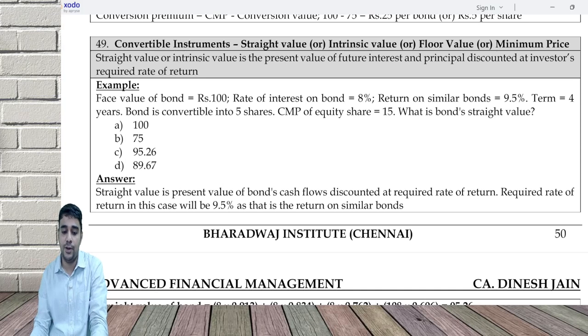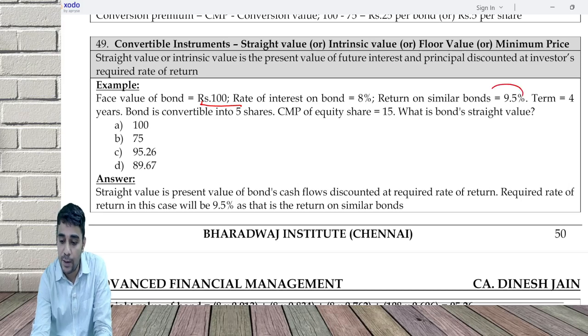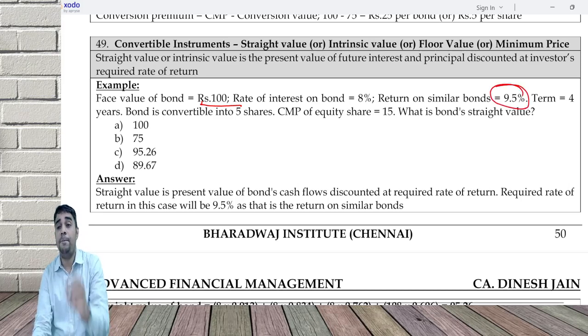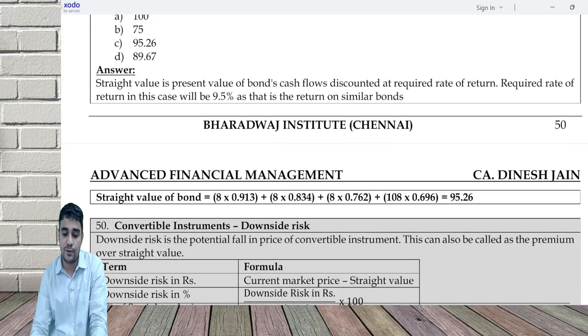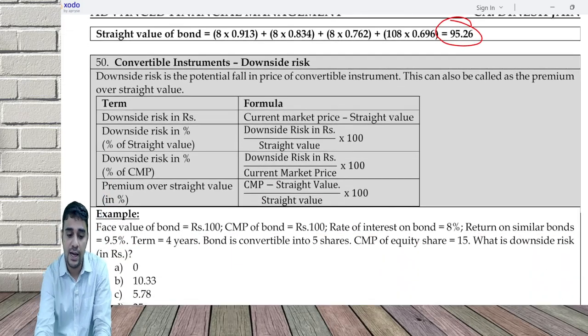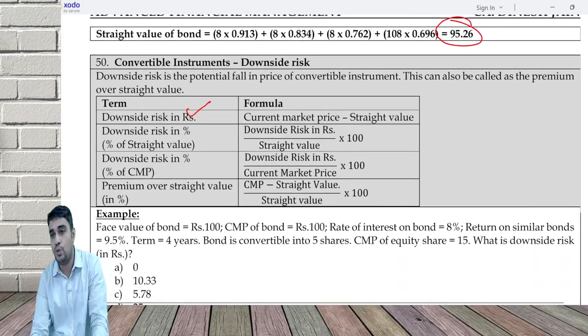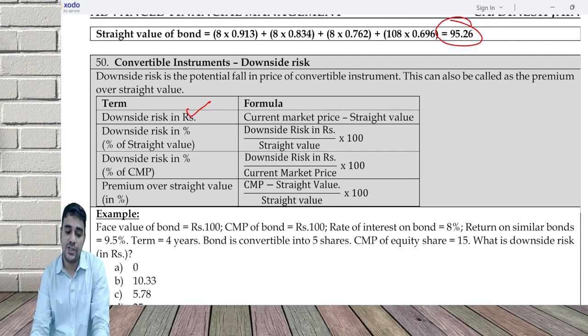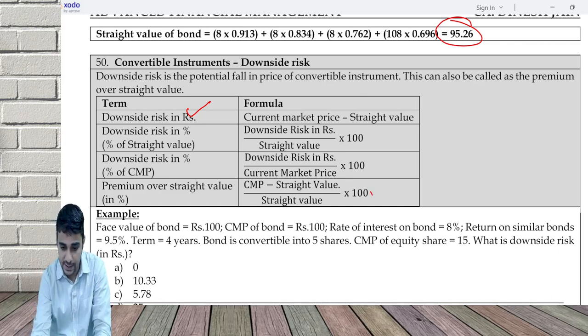Straight value or intrinsic value. Face value of the bond is 100. Rate of interest is 8%. Return on similar bond is what? So I am paying only 8%. Others are paying how much? 9.5. My bond should be issued at discount. Year cash flow PV of DCF, you get 95.26. Using this, I can calculate downside risk in rupees, downside risk in percentage, which can be as a percentage of straight value or as a percentage of current market price. This and this is same. The second formula and the fourth formula is same.